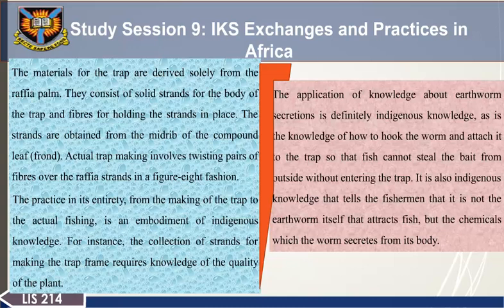The practice in its entirety, from the making of the trap to the actual fishing, is an embodiment of indigenous knowledge. For instance, the collection of strands for making the trap frame requires knowledge of the quality of the plant. The application of knowledge about earthworm secretions is definitely indigenous knowledge, as is the knowledge of how to hook the worms and attach them to the trap so that fishes cannot steal the bait from outside without entering the trap. It is also indigenous knowledge that tells the fisherman that it is not the earthworm itself that attracts fish, but the chemicals which the worm secretes from its body.